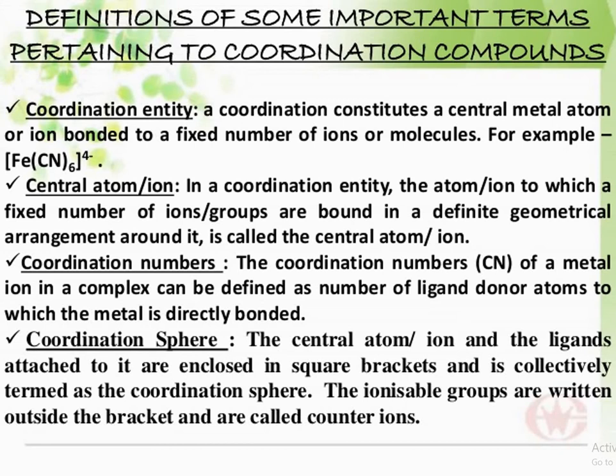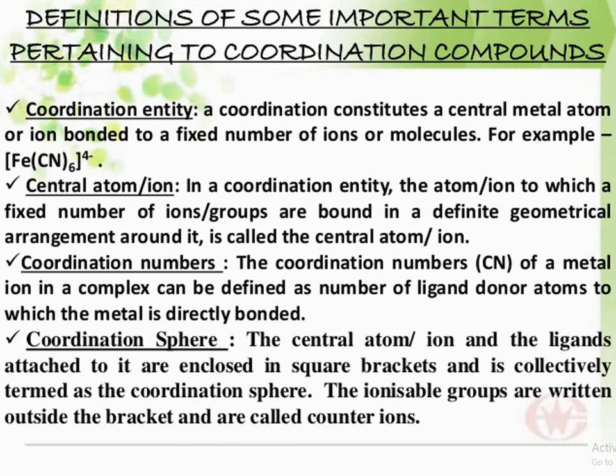Central atom or ion. In a coordination entity, the atom or ion to which a fixed number of ions or groups are bound in a definite geometrical arrangement around it is called the central atom or ion. Coordination numbers. The coordination number of a metal ion in a complex can be defined as the number of ligand donor atoms to which the metal is directly bonded.